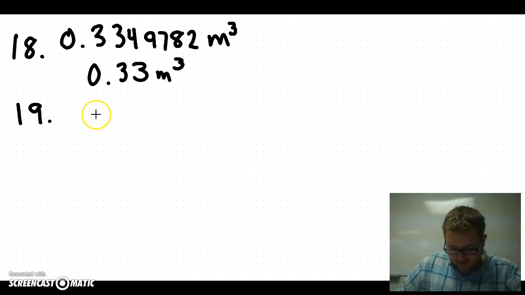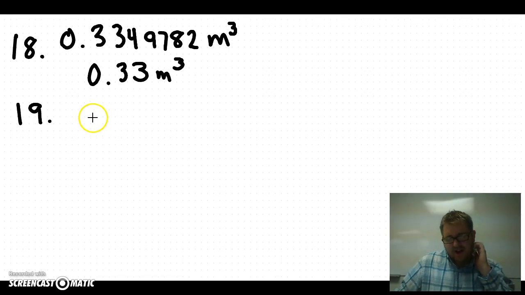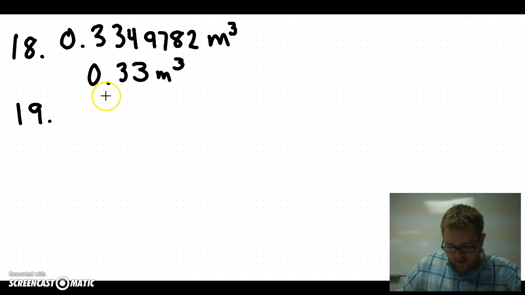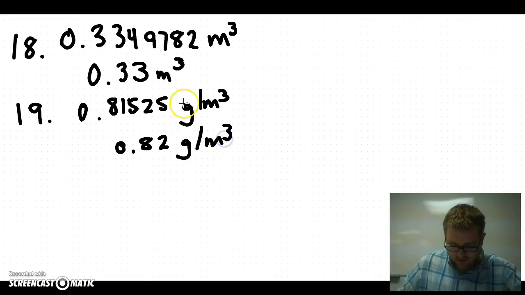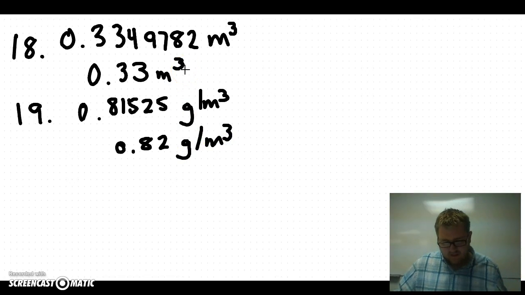Number 19, we have 1.6305 divided by 2.0. The bottom term, 2.0, only has 2 sig figs. So our answer, 0.81525 grams per cubic meter, should only have 2 sig figs. 0.8, and we'll round up the 2.